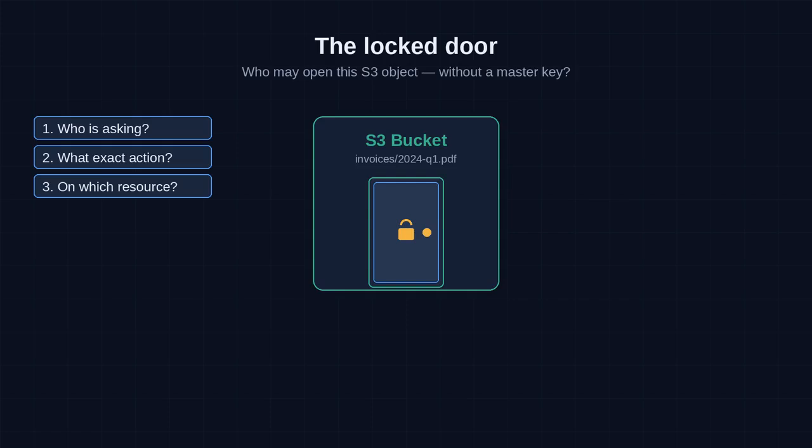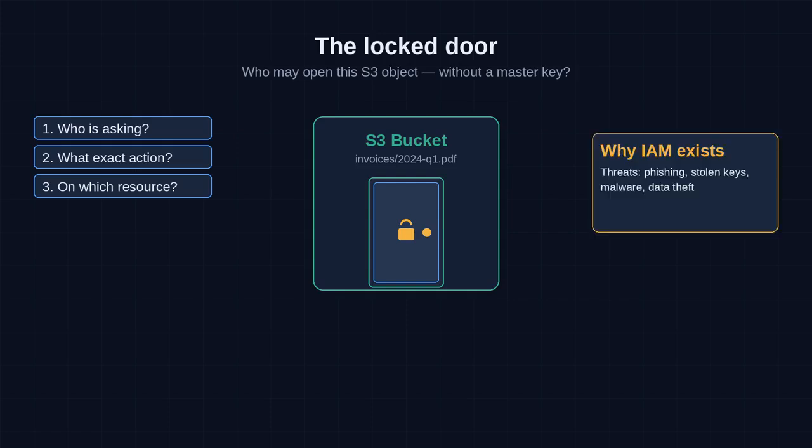A stolen password, a leaked access key, malware on a laptop, those are exactly the threats identity systems exist to contain. By the end of this walkthrough, you should see why the question is never just, are you connected? But three sharper ones. Who is asking? What exact action do they want? And on which resource? That is the job of IAM, Identity and Access Management.